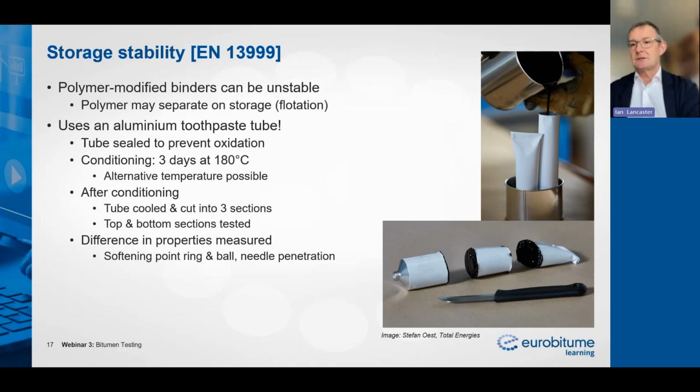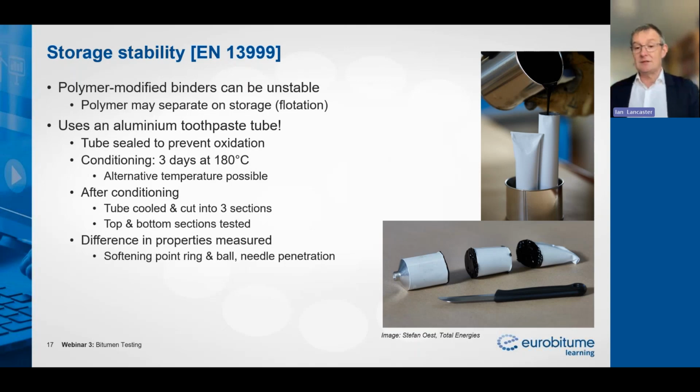The way we do this is the storage stability test. A peculiar test, I would say, because it uses an aluminium toothpaste tube. We place a sample of bitumen into the tube. We try to expel as much of the air as possible so that we don't get any oxidation in the sample. We seal the end of the tube, and then we incubate it. We place it into an oven at 180 degrees for 3 days. Those are generally the most common conditions. You can use others if need be, but the reference conditions are 3 days at 180 degrees.